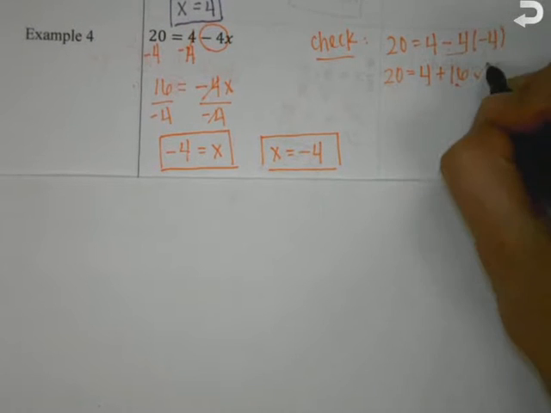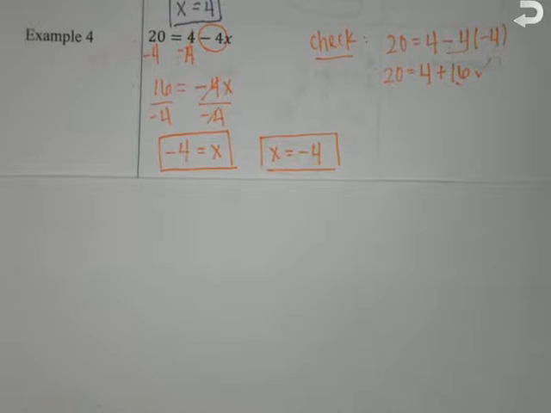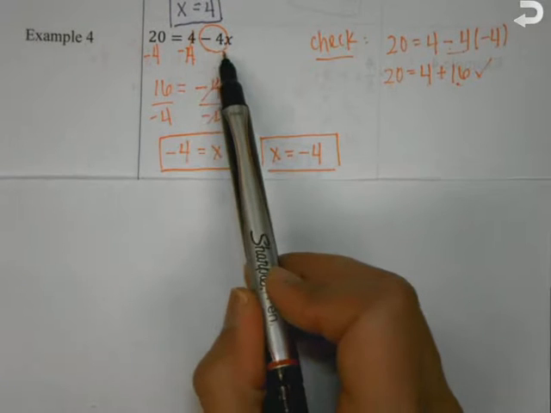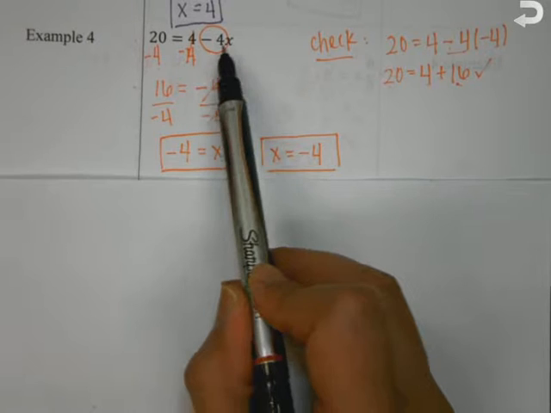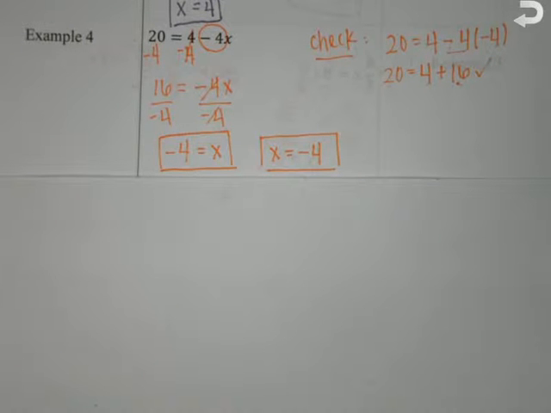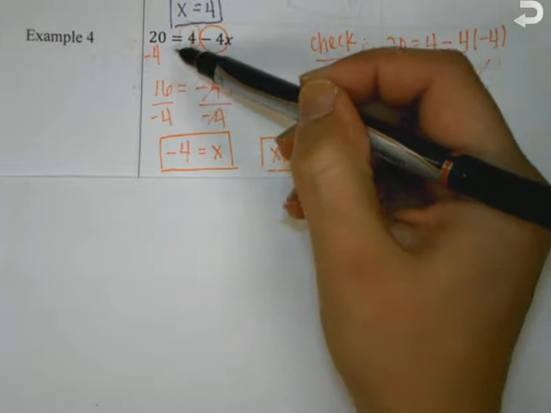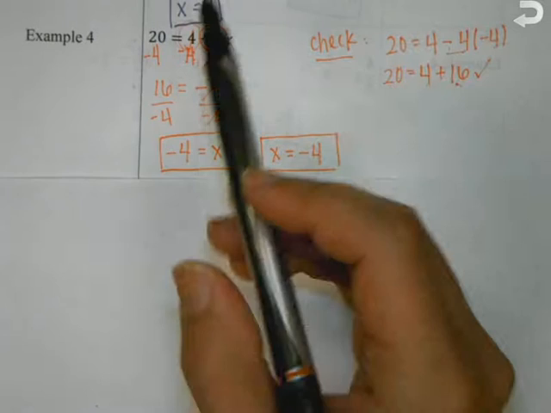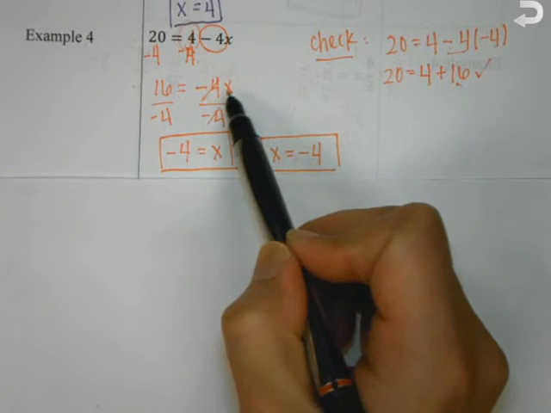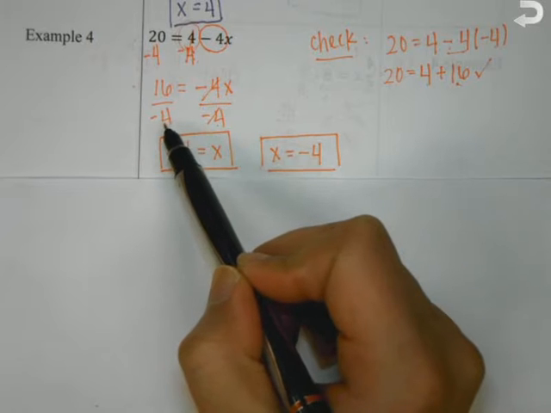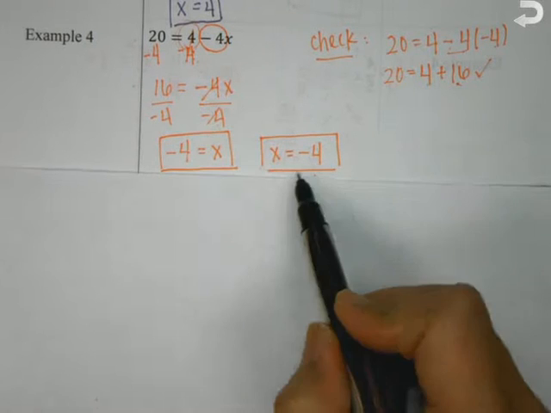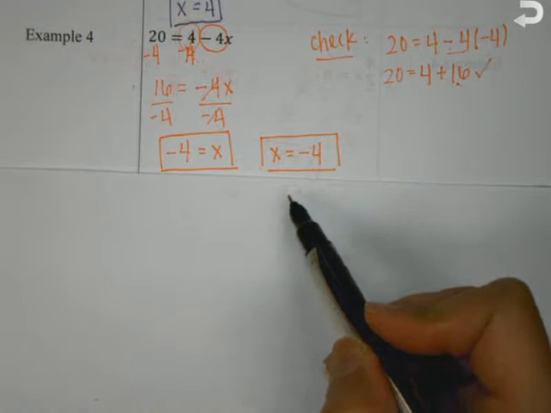Okay. So just because my x or my variable is on the other side, we still do everything in the same order. Because this first 4 was a positive, we had to subtract 4 from both sides. But that still left us that -4x, so we had to divide both sides by -4 to get our answer x equals -4. Okay? And then make sure you plug it back in to check it.